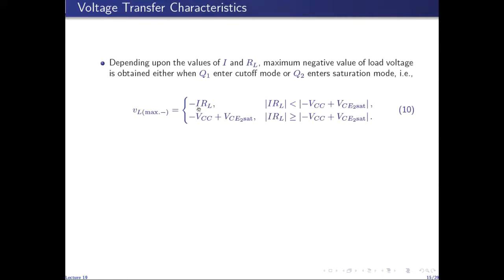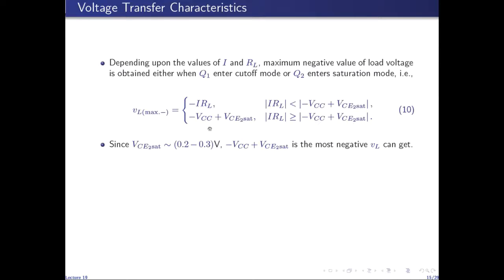If the magnitude of this is smaller than the magnitude of this value, then this will occur earlier. On the other hand, if it is the other way around, then this will happen earlier than this. So, like I said, VCE sat is pretty small, 0.2 to 0.3 volts. Minus VCC plus VCE2 sat is almost equal to minus VCC. And this is the maximum negative that VL can get. VL cannot go below minus VCC.